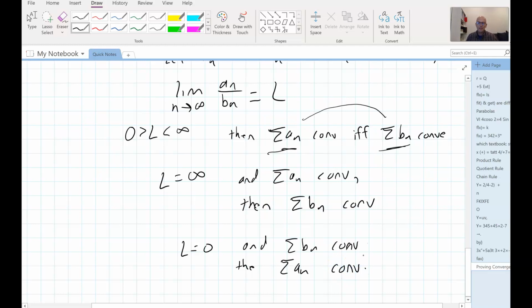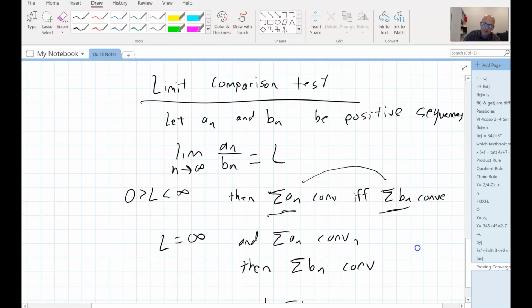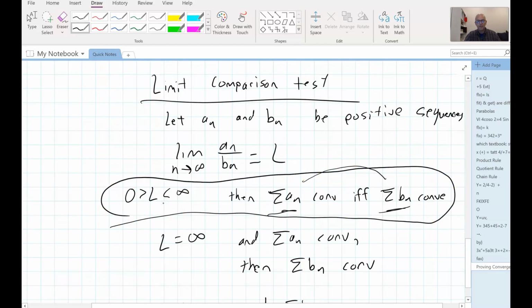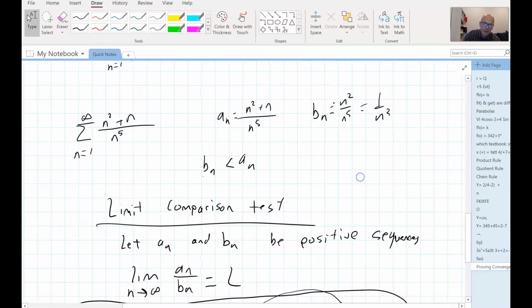So basically in the limit comparison test, we're usually hoping for this first one because it's the biggest statement. If I can get L to be some number between 0 and infinity, then as long as I know one of them, I can say something about the other one. So let's use that new knowledge to go back and take a look at this guy. We can't establish that, so we're going to forget about that.